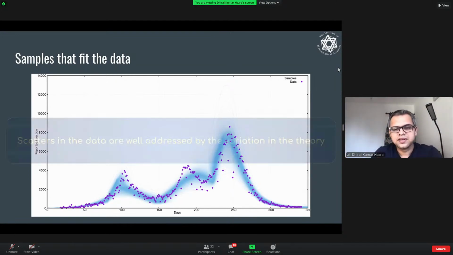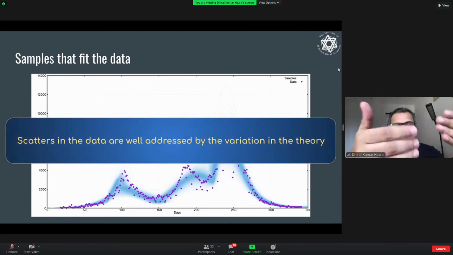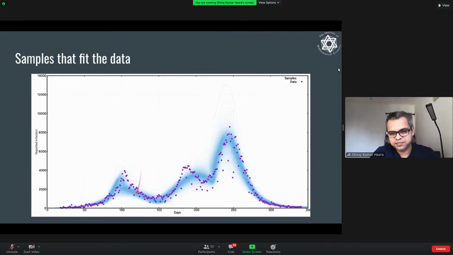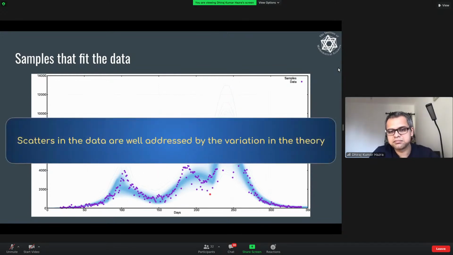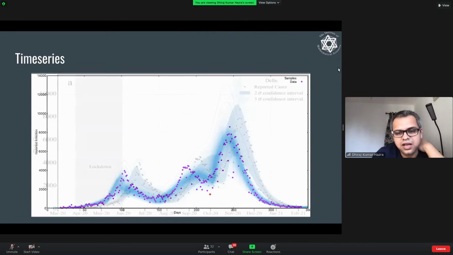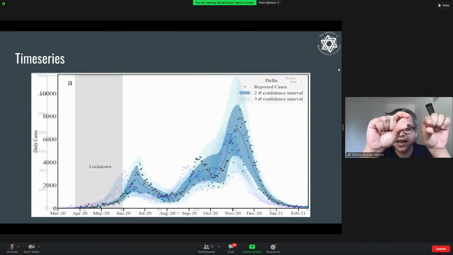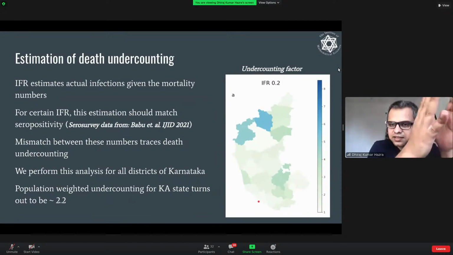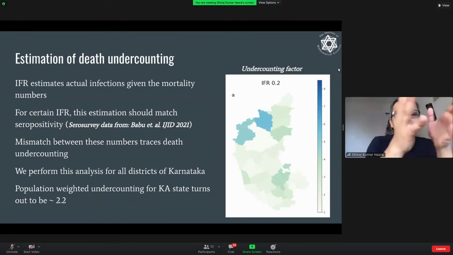All right. So you can see that the scatter in the data is well addressed by the variations in the theory. There is a lot of scatter, and the variations in the theory are taking care of it. From the density of these lines, I can address what the confidence interval is, the 95% or 99.7% confidence interval, saying that my theory has to be between these and these values. So this is what the daily analysis looks like, and we have plotted the confidence intervals here. That is how we know that our model is doing well.